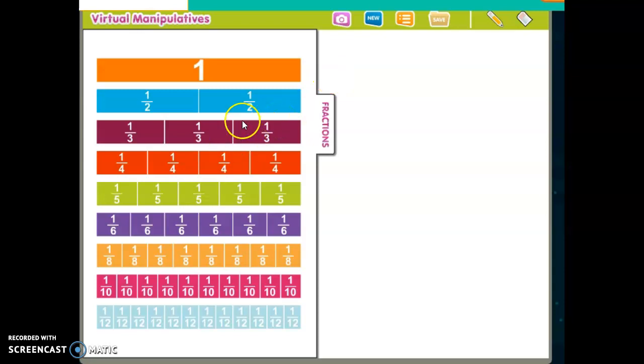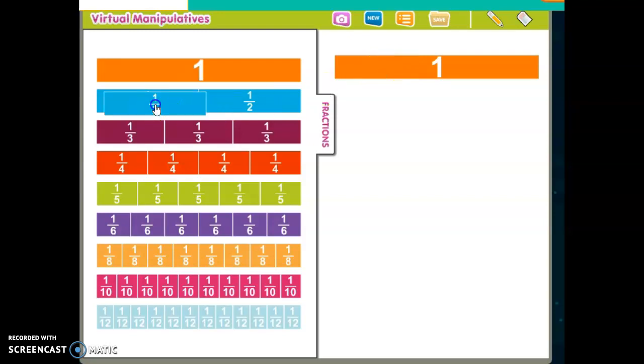Hey guys, this video is to teach you how to use these fraction bars, as we're going to be using them all week, Monday today, all the way through Thursday. As we already know, fractions mean part of a whole, and this one bar here is one whole.